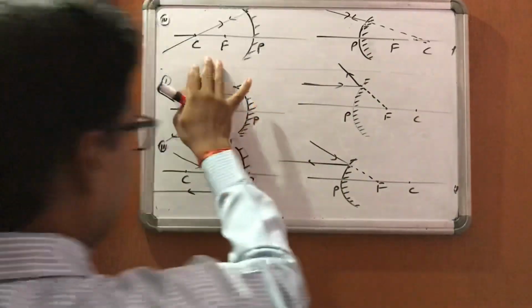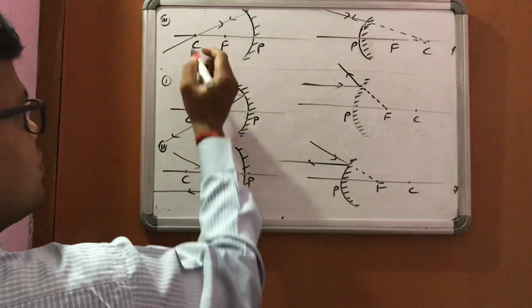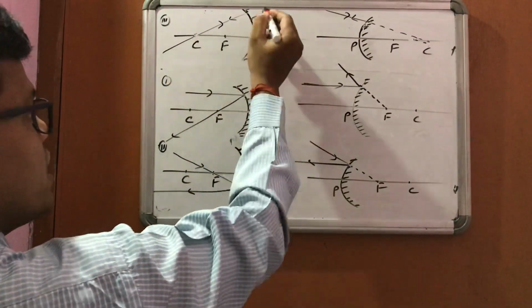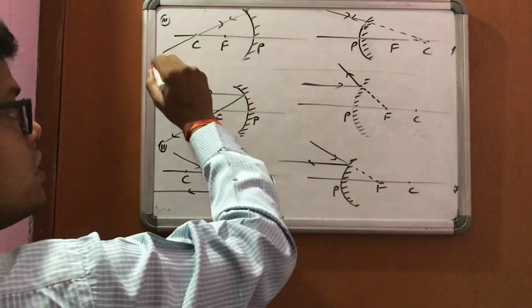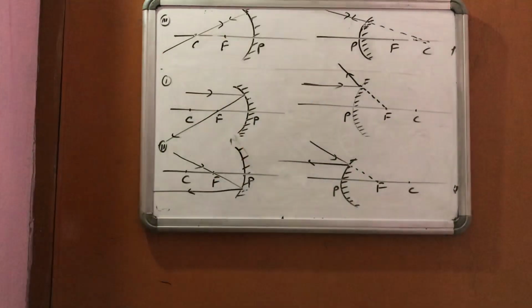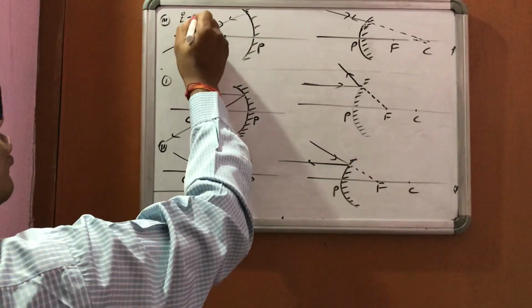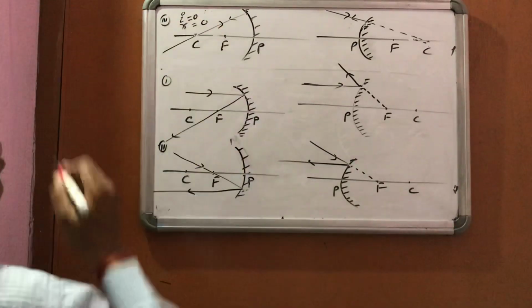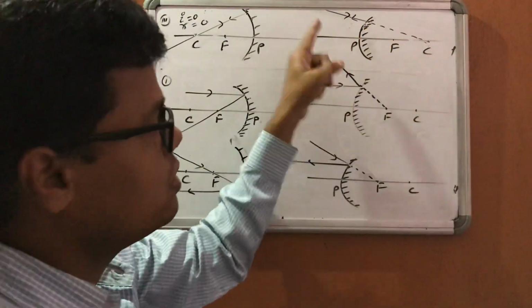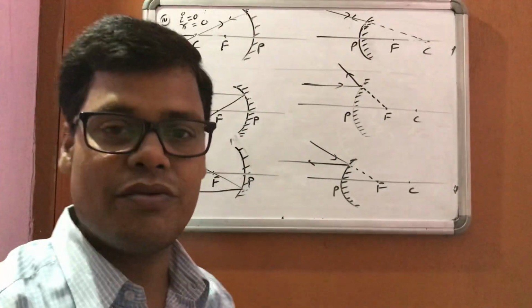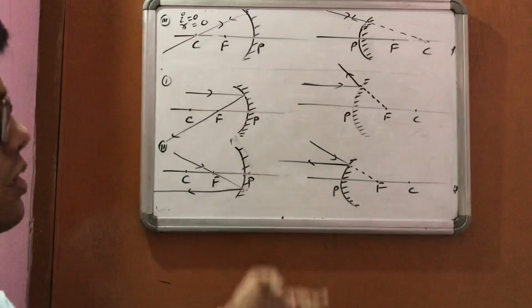Now, why does the light ray retrace the same path? We have already discussed. In case of a spherical mirror, this radius, that means the line joining from the center of curvature to the point of incidence, is normal. Itself is the normal. So here, as it is a normal, angle of incidence is 0 degree, angle of reflection is also 0 degree. The same thing happens here. This is the normal. That's why both angle of incidence and angle of reflection are 0 degree. So these are the three rules.